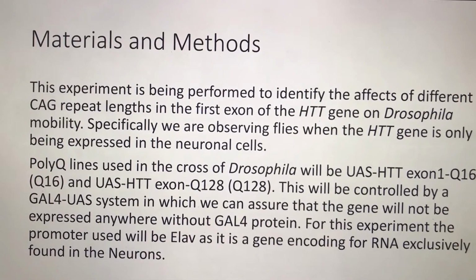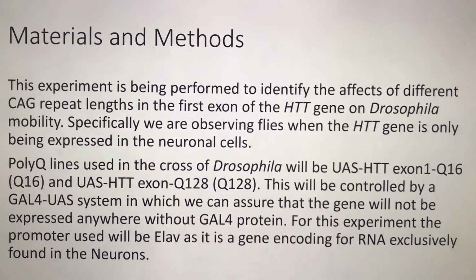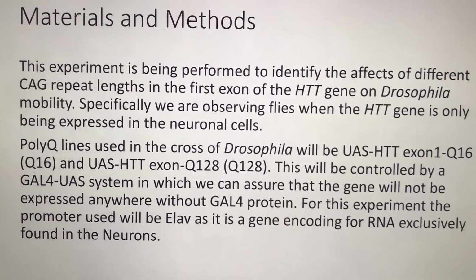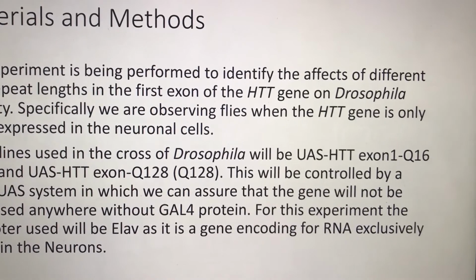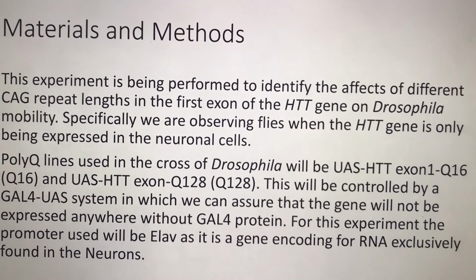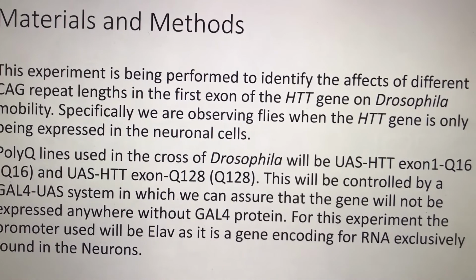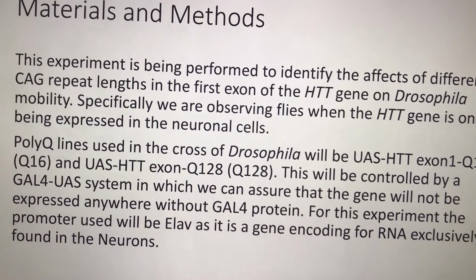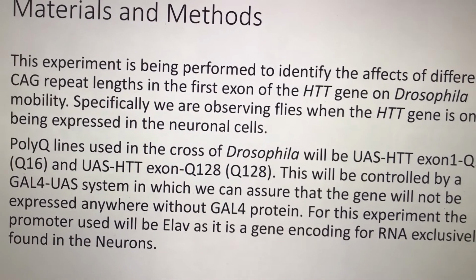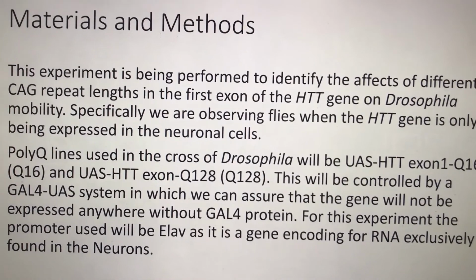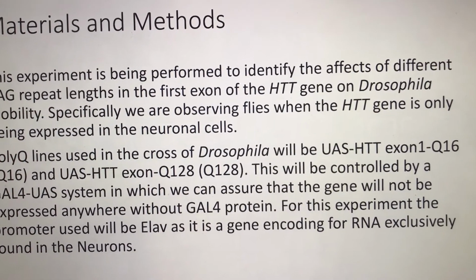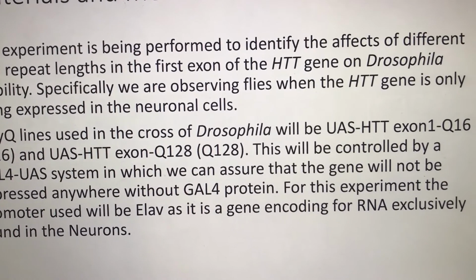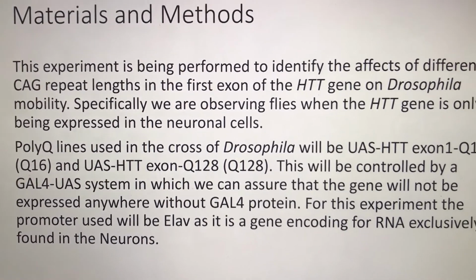Our materials and methods started with genetically modifying Drosophila so that we may cross them and test that progeny. We used a GAL4 UAS system along with the ELAV promoter to only affect neuronal cells, and those are the only cells we would see expression of the Huntington's gene.